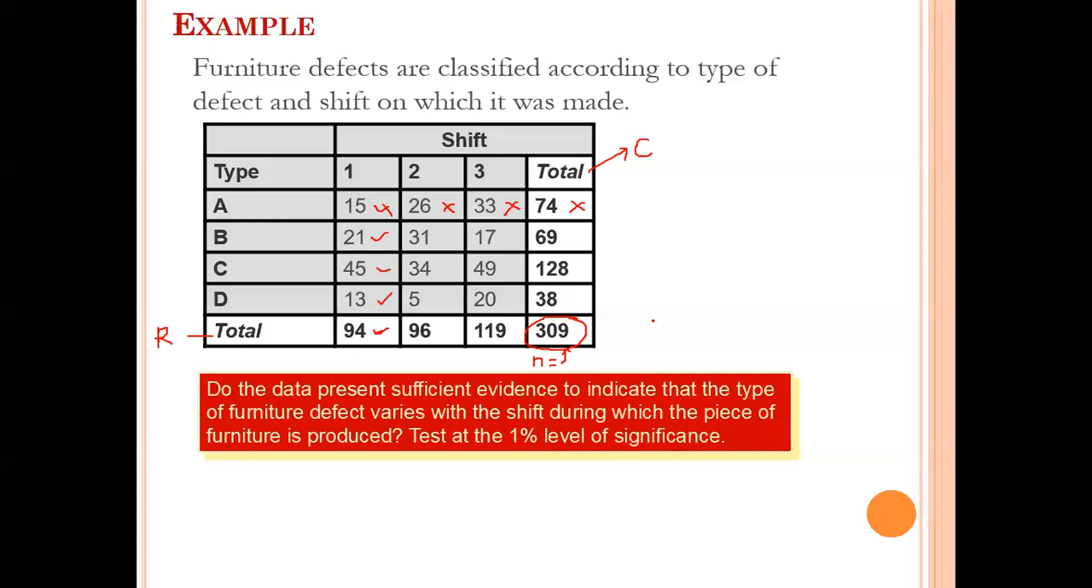Okay, and now the question said, do the data present sufficient evidence to indicate that the type of furniture defects varies with the shift during which the piece of furniture is produced? So test at the 1% level of significance. So they want you to test at an alpha level of 0.01.